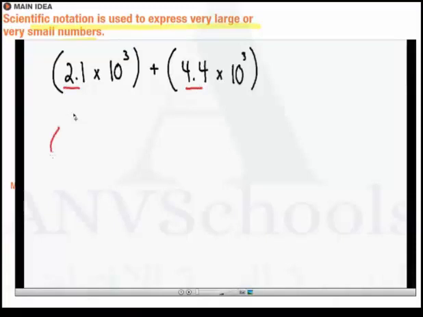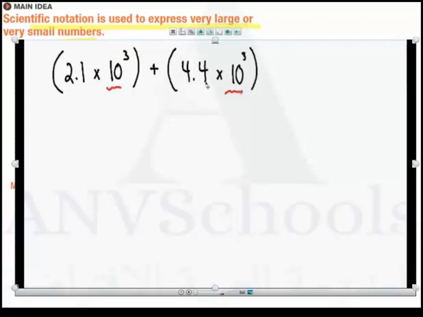Hello, welcome back. Now we are going to look at examples of addition. If the powers are the same, then we have no problem here. We will proceed and just add these two and we will get our answer.